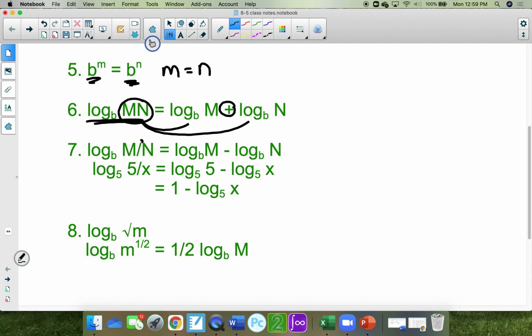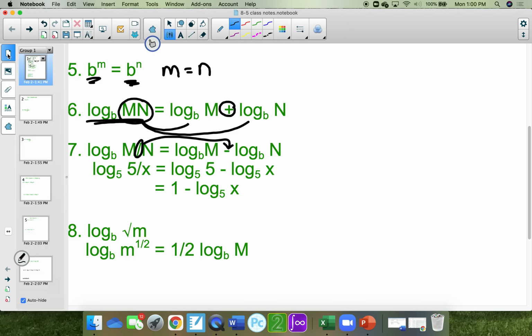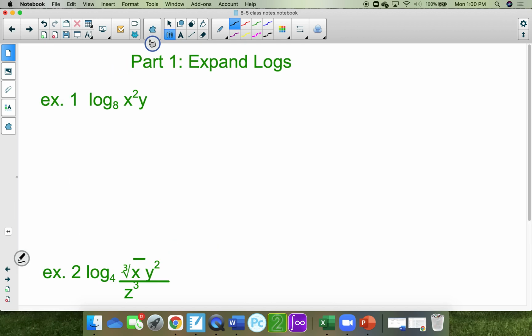Same thing with this one. If it's division and you want to break it up, the division sign is really a negative sign when you break it up. I know this was fast, but I think it'd be easier if we just do examples. So let's just do some examples. Don't worry about number 8. So let's just start part 1.